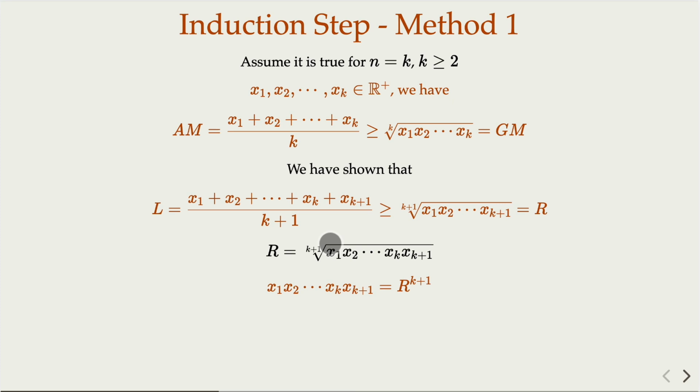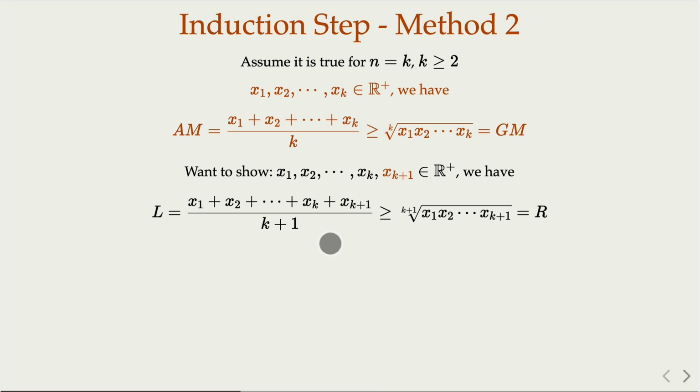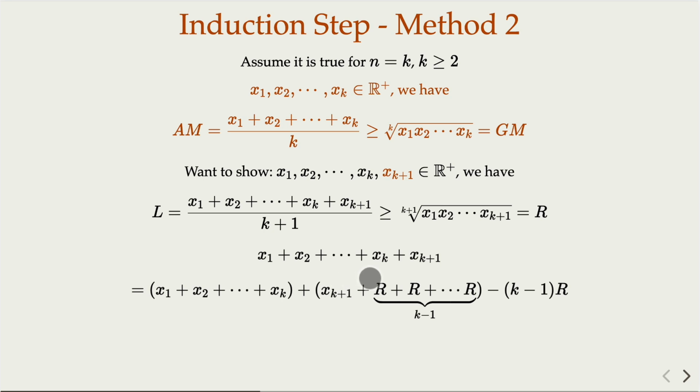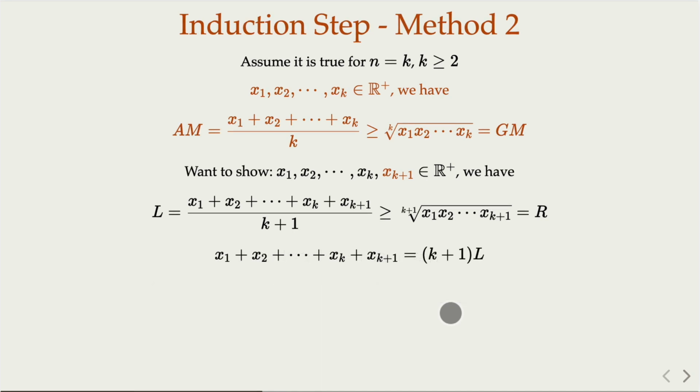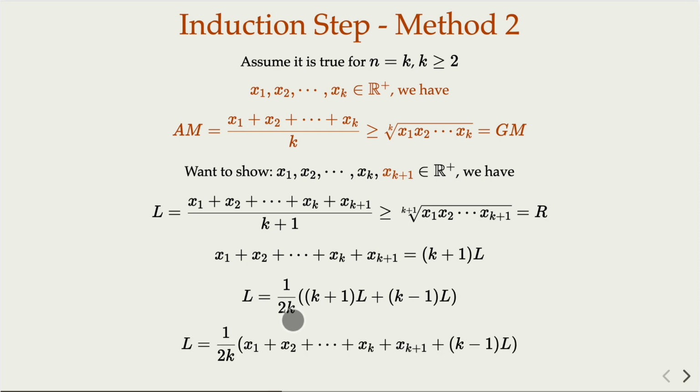Now for method 2, which is very similar, but we're going to work with L instead. Remember, what are L and R? L is the arithmetic mean, R is the geometric mean. Now remember, in the first method, we started with this quantity and we used R. This time, we're going to treat it a different way. So this is k plus 1 times L. We're going to rewrite L in terms of k plus 1, k minus 1, and 1 over 2k. What is k plus 1 times L? That's just the sum of these k plus 1 terms.